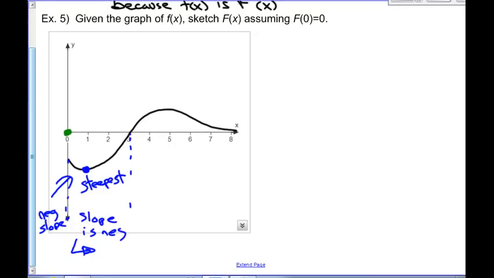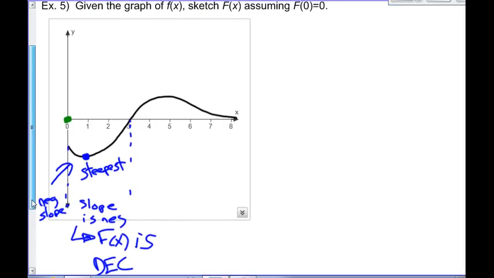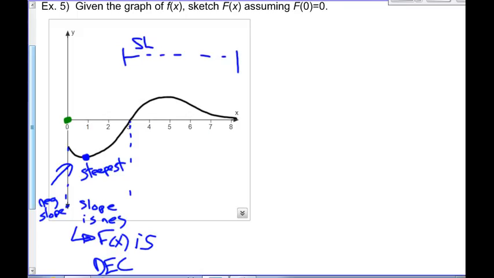And what does that mean? If slope is negative, then a curve is decreasing. So big F is decreasing. Okay, now what happens next? Well, over the next section, the slope becomes positive. So over this entire region, slope is positive, which means big F is increasing.